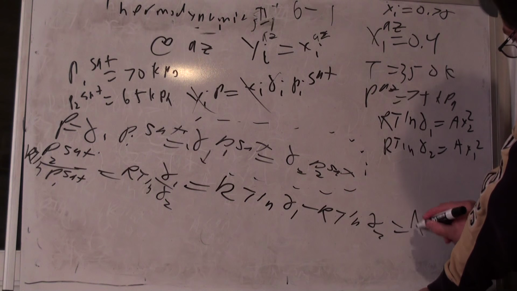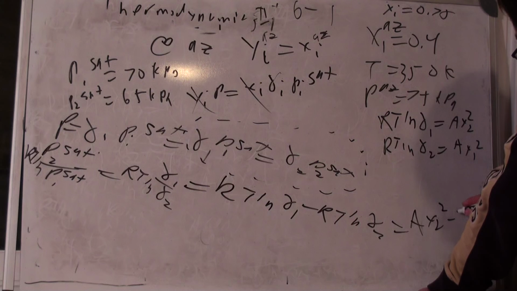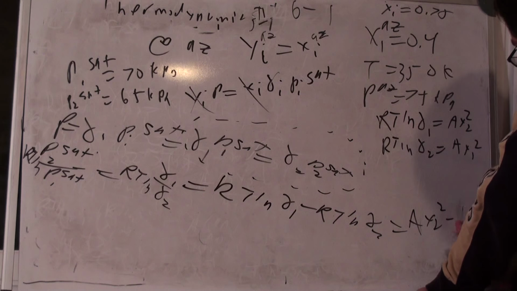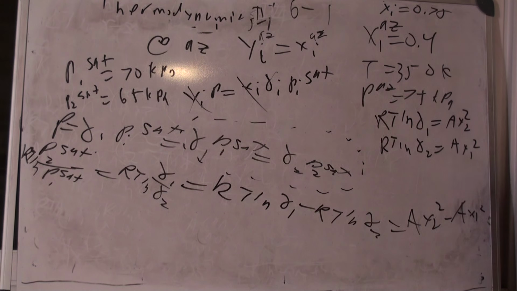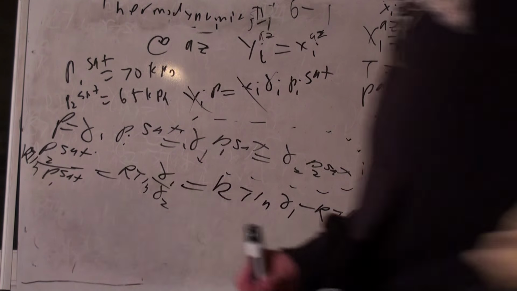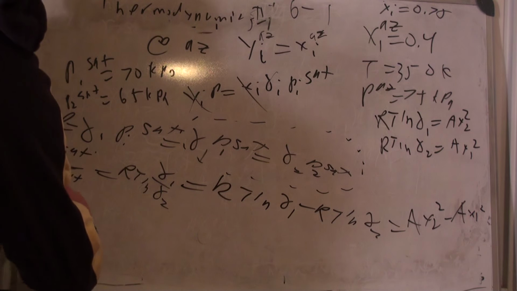So this A(X2 squared minus A X1 squared). Okay. And so I plug that in. Okay. And then, I know P2 sat, I know P1 sat, and I know R and I know T, so that's just a constant. Okay. So we can just say, okay, this equals kappa 1.